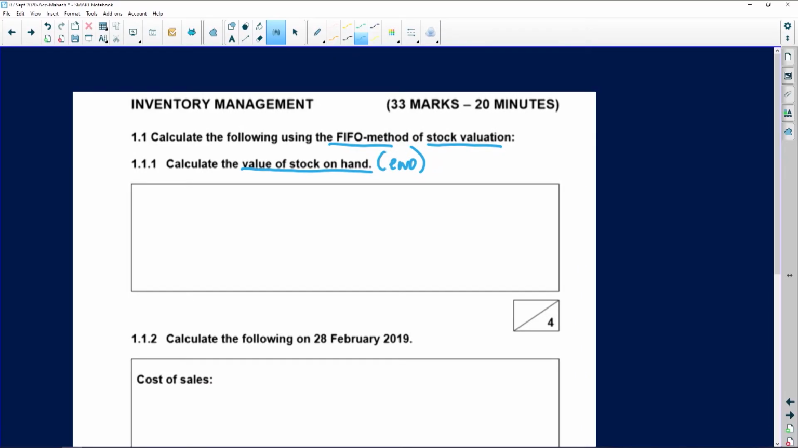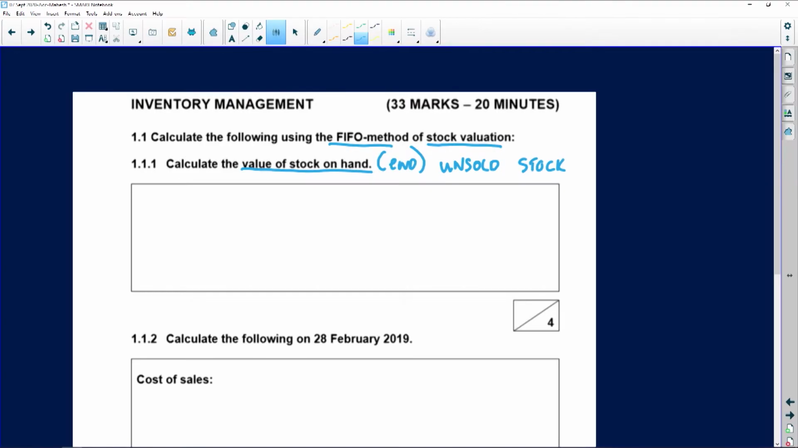Here we are referring to your closing stock, or what I often like to say, unsold stock. So how much stock do I have unsold at the end of the year, and what is the value of that stock? Remember, this is the figure that we take to the balance sheet.